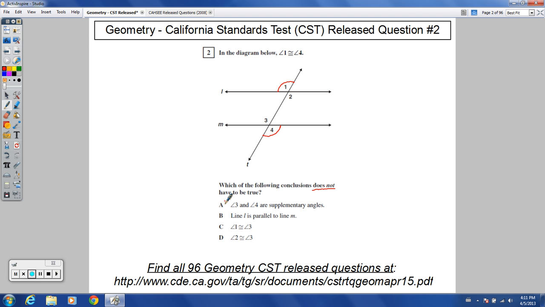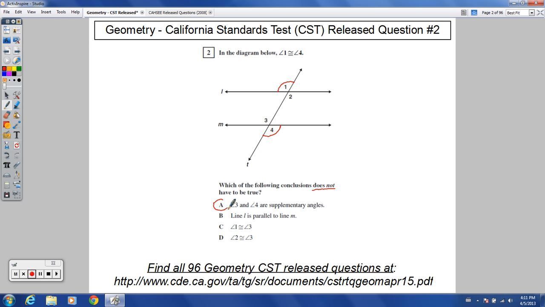Now, which of the following conclusions does not have to be true with what we have here? So part A, is this necessarily true? In other words, do angle 3 and angle 4 have to be supplementary angles? Well, look at these. They have to be congruent angles because they're vertical angles, but I would say they don't have to be supplementary. They don't necessarily have to add to 180. And so it seems like this is true.